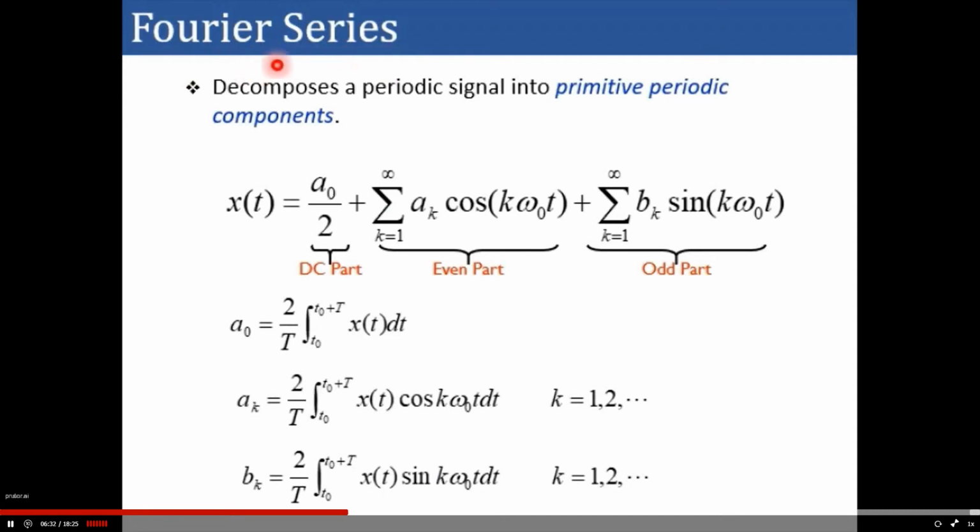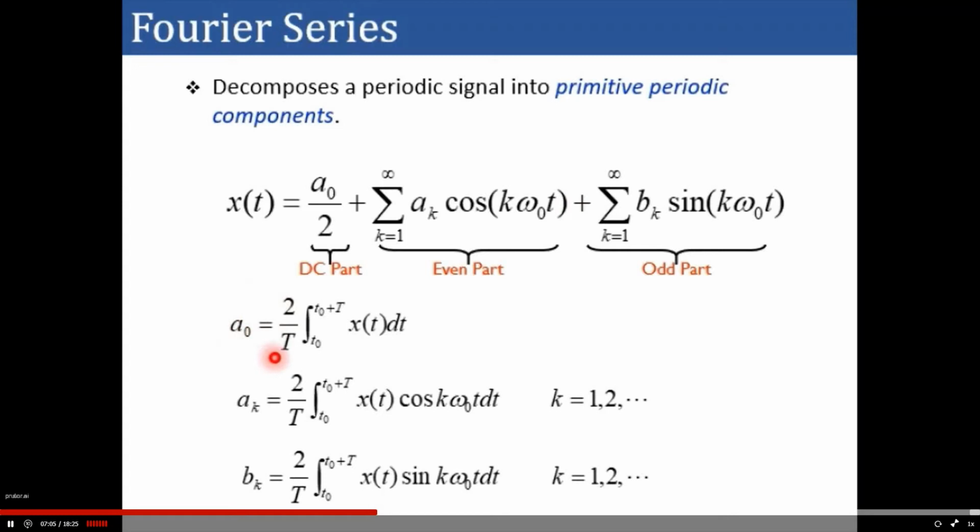So let's first try to understand the Fourier series. Fourier series decomposes a periodic signal into primitive periodic components. So we can define Fourier series as x(t) is equal to a naught by 2 plus sigma k equal to 1 to infinity a_k cos k omega naught t plus sigma k equal to 1 to infinity b_k sin k omega naught t.